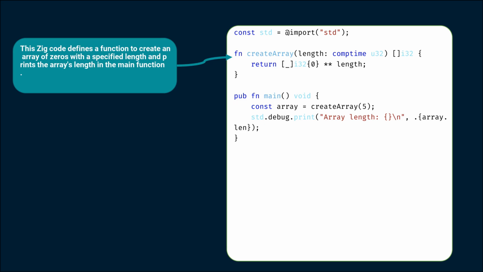Within the function, we return an array initialized with zeros, where the size is specified by the compile-time constant length. This enables Zig to optimize memory usage since the size is known ahead of execution. In the main function, we call createArray(5), and as a result, the compiler creates an array of 5 integers. The use of len allows us to fetch the length of the array easily, demonstrating how compile-time values can enforce safer and more efficient memory management.